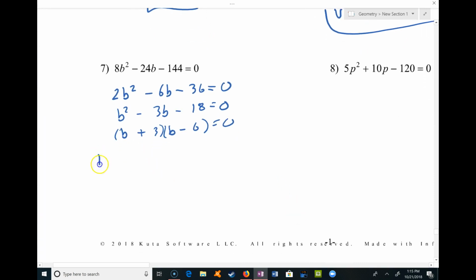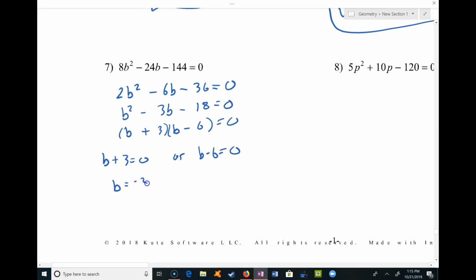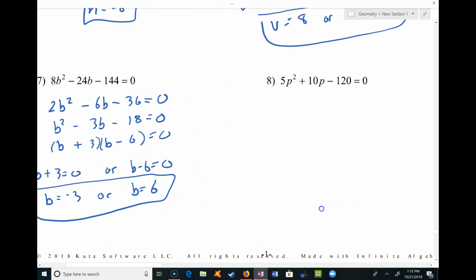So I use the zero products rule to tell me that b plus 3 is equal to 0, or b minus 6 is equal to 0, which means b is equal to negative 3, or b is equal to positive 6. And that would be my final answer.